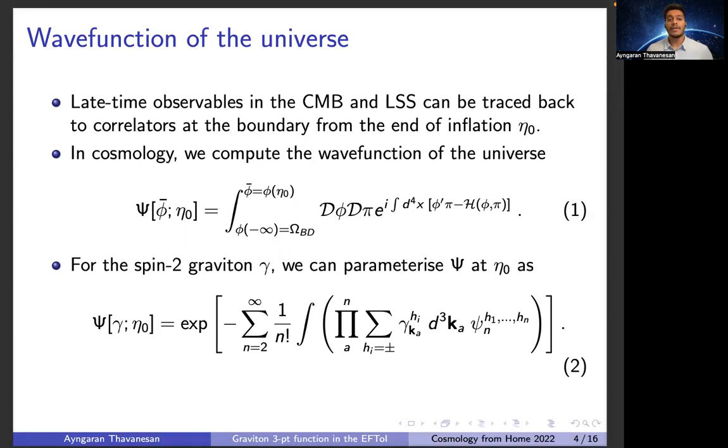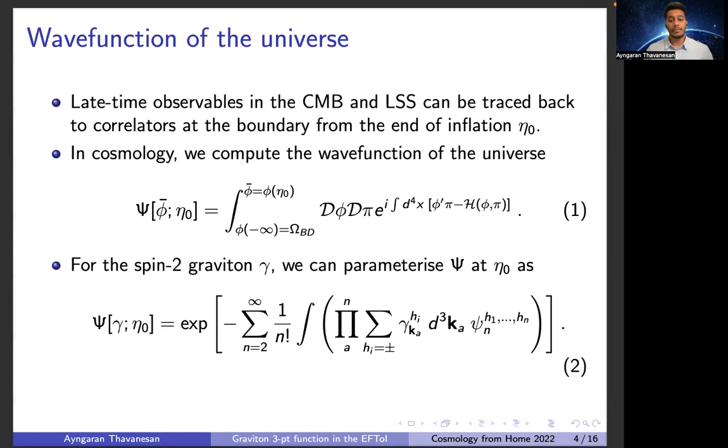Thus, for the purposes of cosmology, we are doing quantum field theory in de Sitter for a generic field phi evaluated at conformal time eta_0, for which we can express the wave function as the path integral given by equation 1, where for spinning fields, indices are suppressed. For the path integral, we impose the boundary conditions that the field in the infinite past started from a Bunch-Davies vacuum and then takes on a value phi bar at conformal time eta_0. Like the wave function of any system, the wave function of the universe contains all the information of our universe.